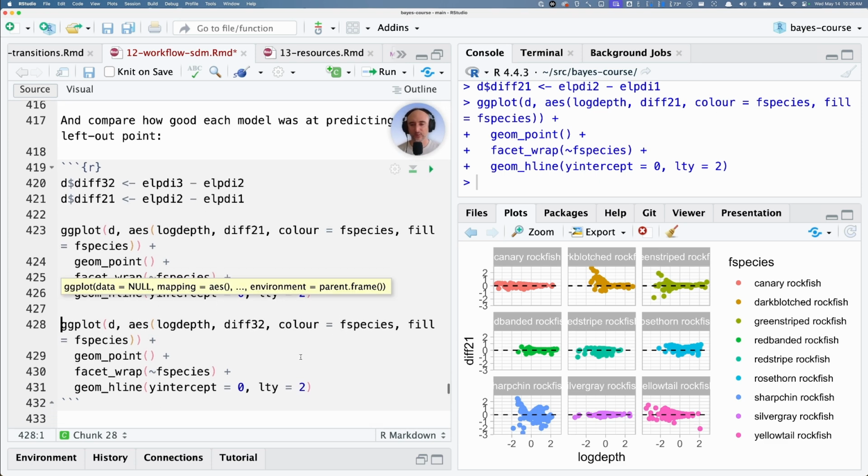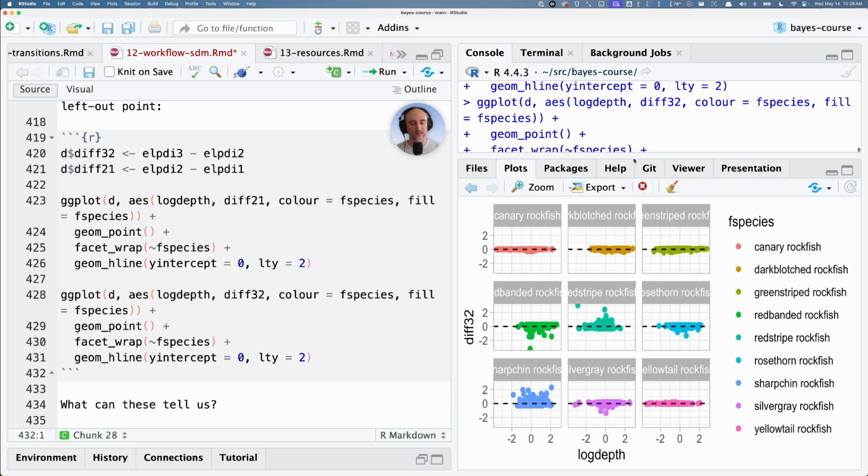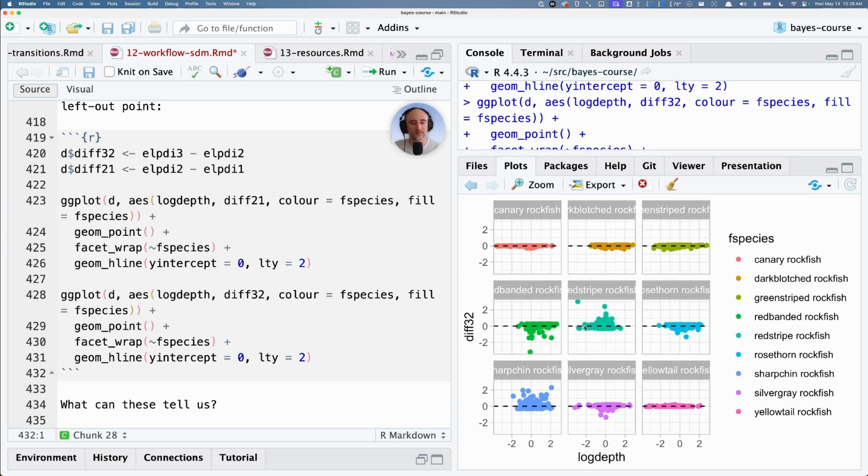And then we can ask, well, what happened when we added the observation error being independent by species? For some of them, it didn't make a huge difference, but for some of them, like sharp chin and red stripe, stuff far above the line here was much better predicted out of sample by having that more complex third model compared to the second model.